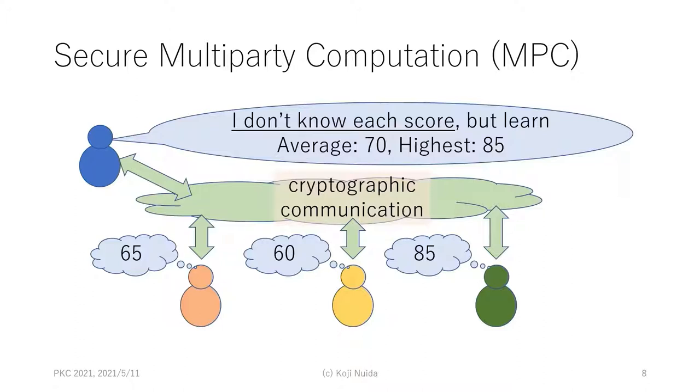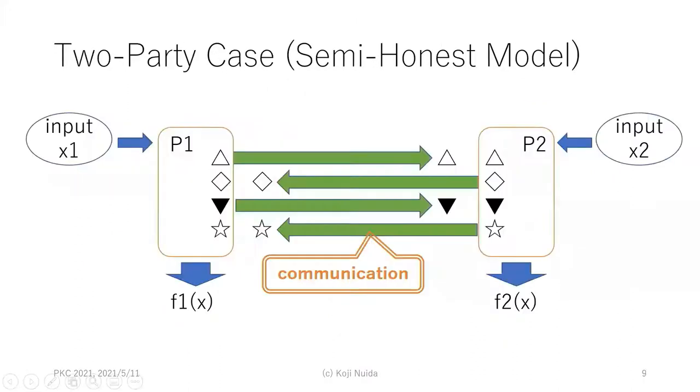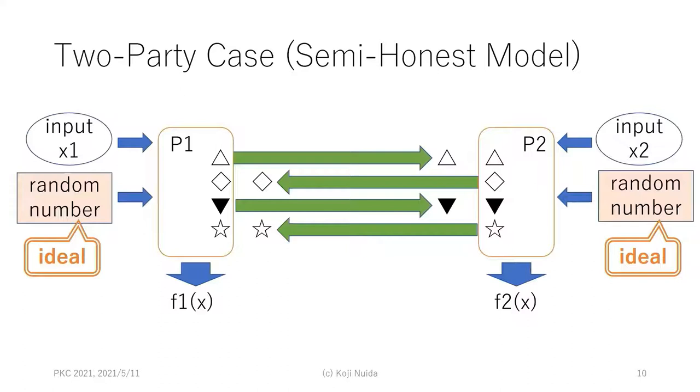Nowadays, MPC is not just a theoretical topic. Many practical applications of MPC are also expected. This is a rough picture of two-party computation in the semi-honest model. Both parties have their inputs, they communicate with each other, and finally, they derive their own outputs. Here, we suppose that the first party, P1, is corrupted by an adversary. And an important point for today's talk is that both parties also use their internal randomness, which is usually assumed to be ideally random.